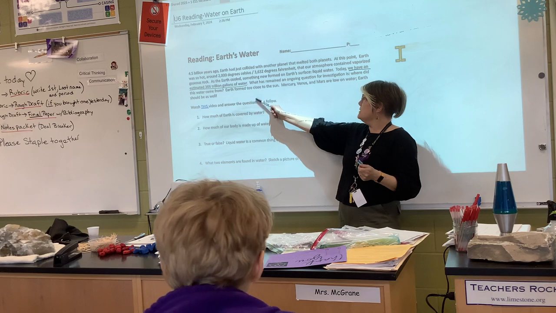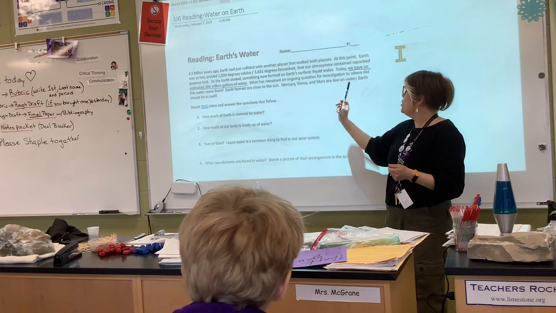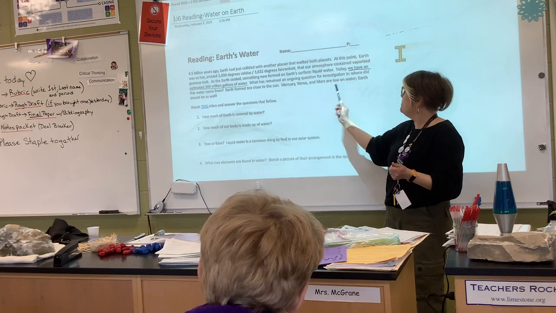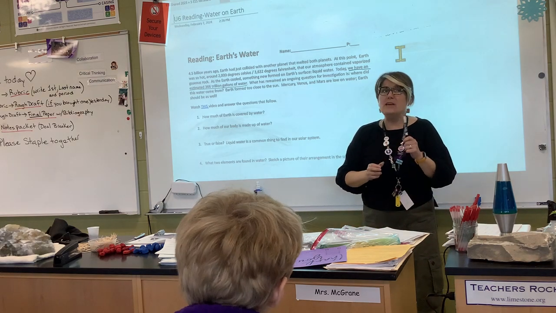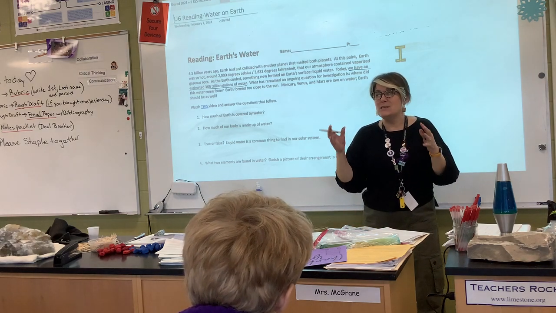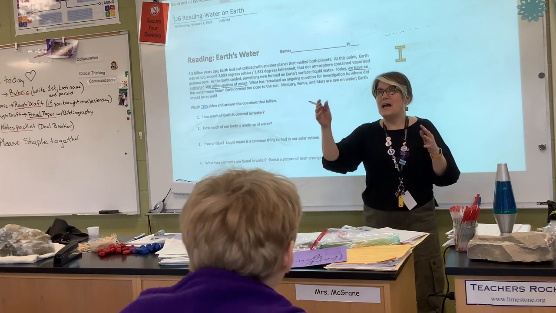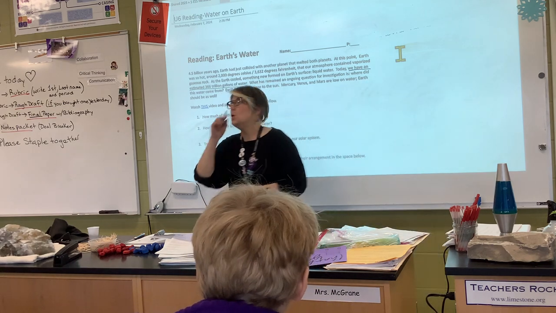The Earth formed close to the Sun, but Mercury, Venus, and Mars also did. Now, Venus, Mercury, and Mars are low on water. The Earth should be as well. We, though, are in what's considered, like, where's Earth? The safe zone. Yeah, we call that the Goldilocks zone.